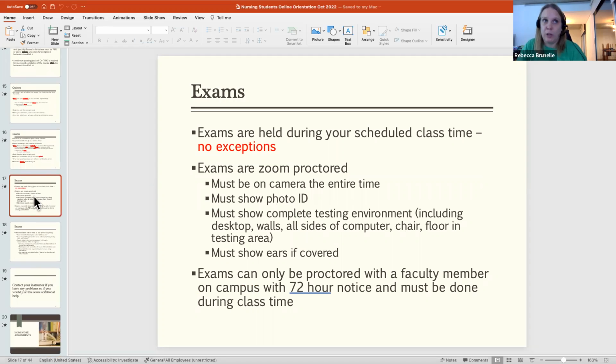So exams are scheduled during class time. You know, things happen. Sometimes people's internet goes out or something happens. You need to let me know as soon as you can if there's going to be a problem, and I'll try to work with you. But unless there's something serious going on, you need to be in class to take your exam. Unless you've arranged to take it with a proctor, you need to give me advance notice. I should get 72 hours advance notice if you're not going to take it during class.